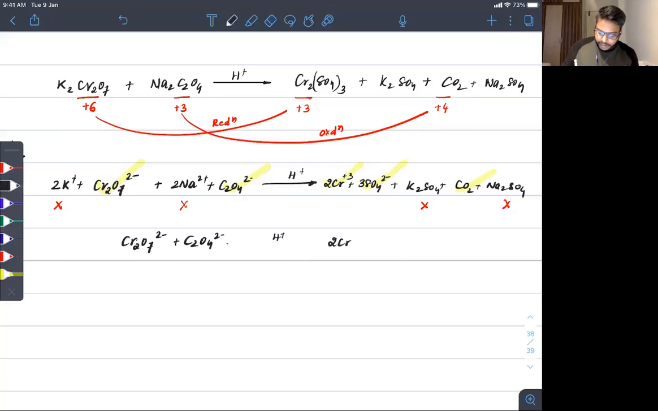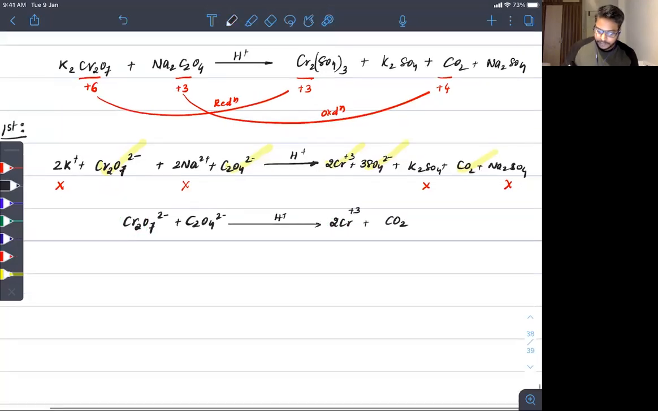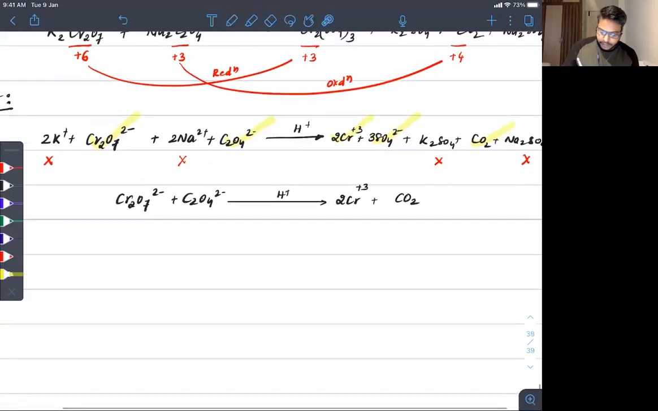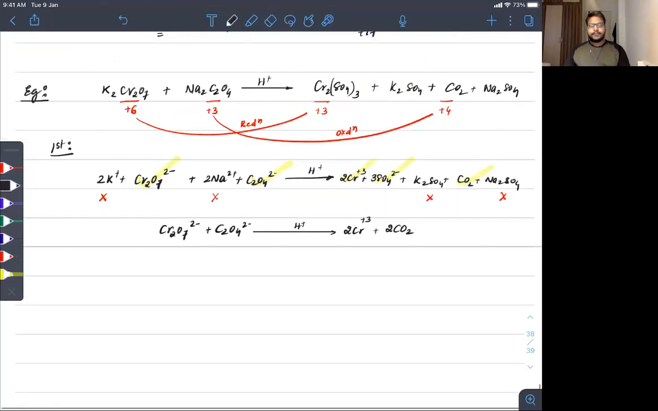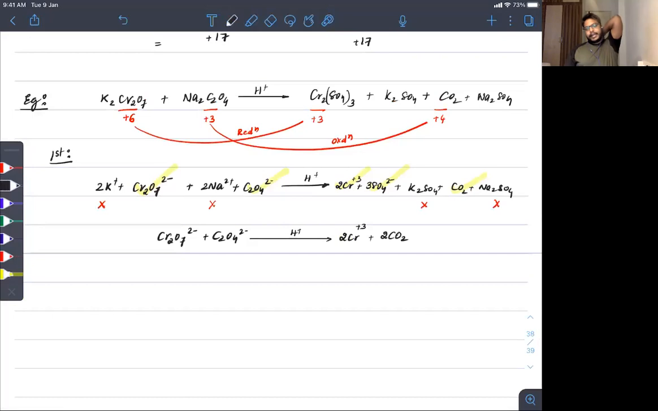Now I'll write 2Cr. Why beta? I'm writing 2Cr. Reason being there are 2 chromiums on the left hand side. I need to have 2 chromiums on the right hand side as well. Plus CO2. Again, you can see there are 2 carbons here. So I need to make 2 carbons on the right hand side also. So this is the first step beta. First step is writing the ionic form of the reaction, ignoring all the ions which are not a part of redox.